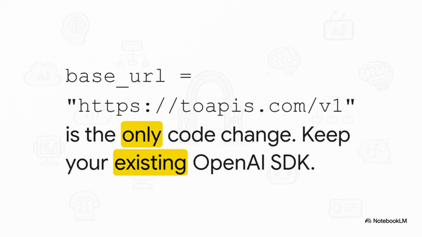If you're using the OpenAI library in your code, this is literally the only change you have to make. You're just changing that base URL. That's it. You're just telling your code to point to a new address. Everything else, all your logic, all your function calls, it all stays exactly the same. And this works for Python, for Node.js, for anything that uses an OpenAI-compatible SDK.